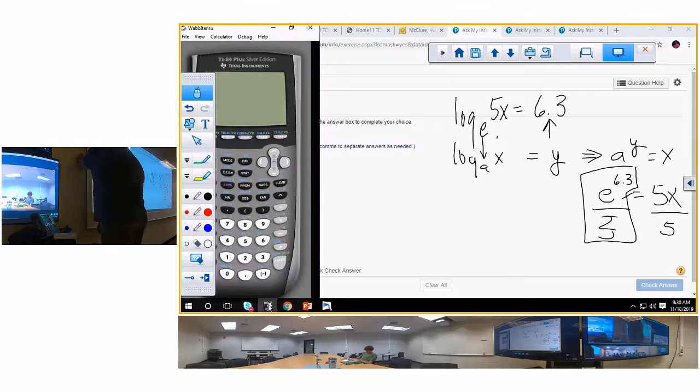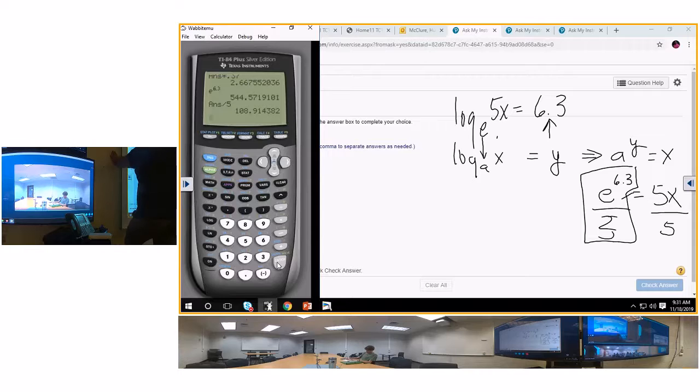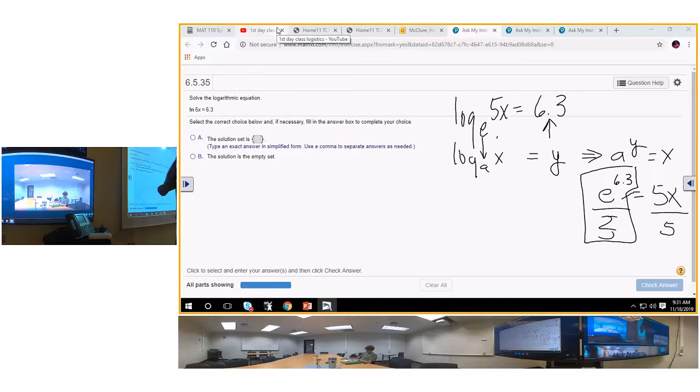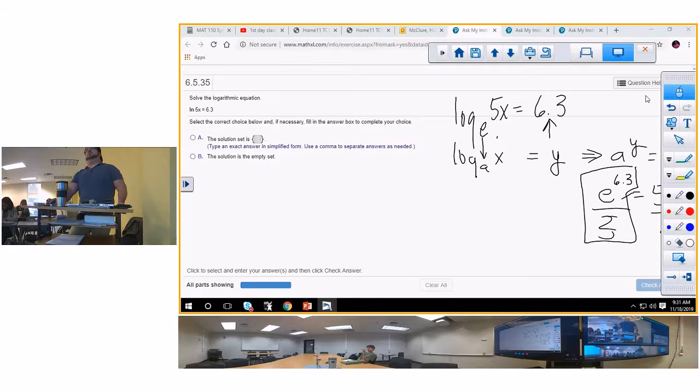Okay, so let's go with e. So that's going to be, where is it? I can't see it. Is it on the natural log? Second e to the 6.3 divided by 5 equals 108.91. What does it say to round to? 108.91. Doesn't say round.